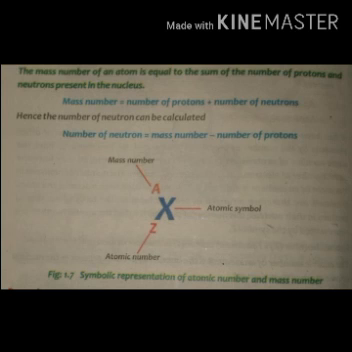Hence, the number of neutrons can be calculated as: number of neutrons equals mass number minus number of protons. When the number of protons is subtracted from the mass number, it becomes the number of neutrons. This is the symbolic representation of atomic number and mass number: X is the atomic symbol, A is the mass number and capital Z is the atomic number.